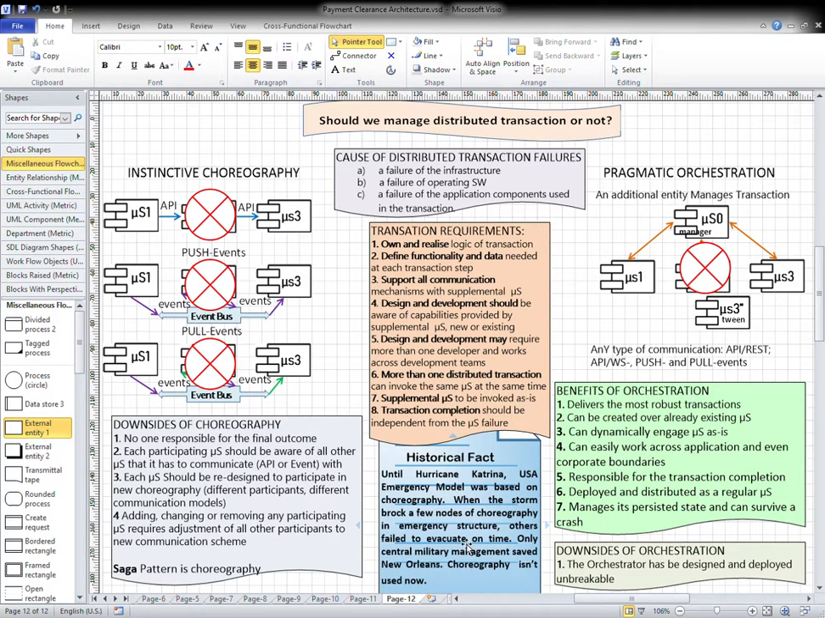In 2005, Hurricane Katrina hit the state of Louisiana in the United States and caused more destruction and deaths than it might have, because the emergency system at that time in this state was a choreography-based model, as was found later in the analysis.